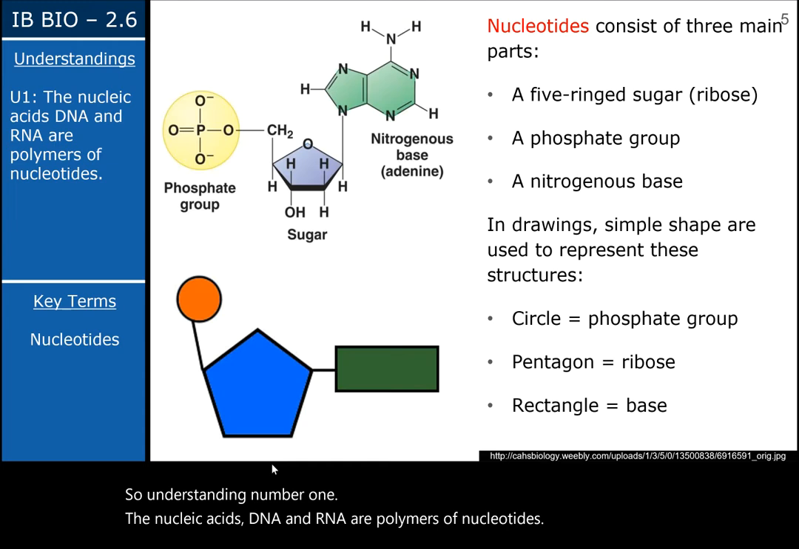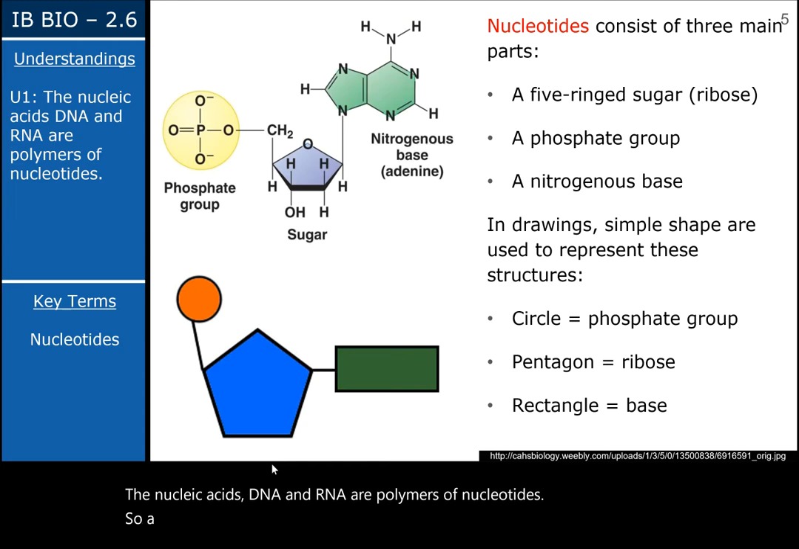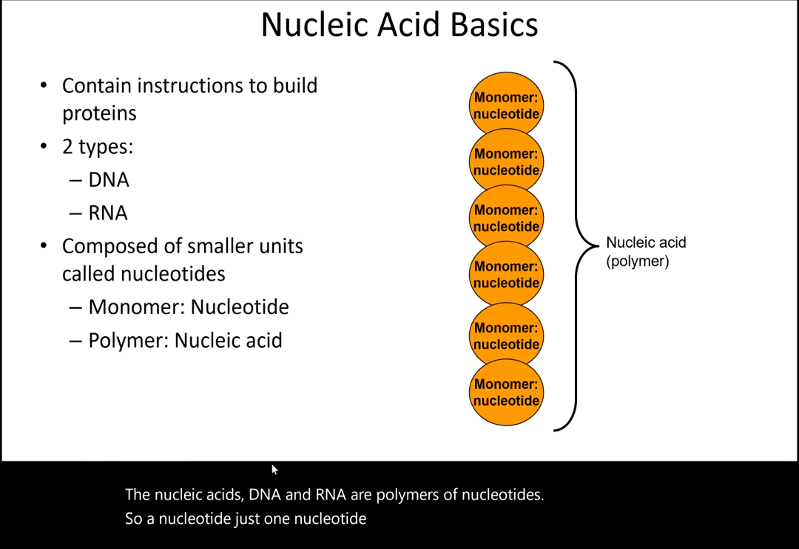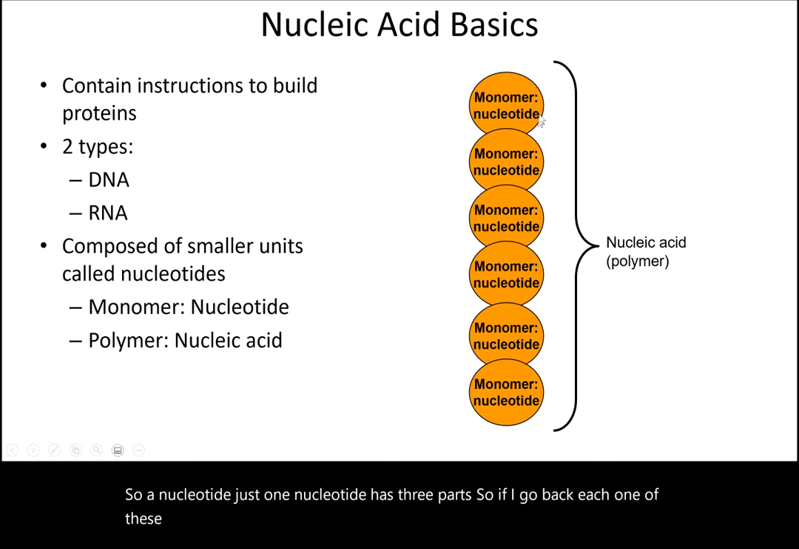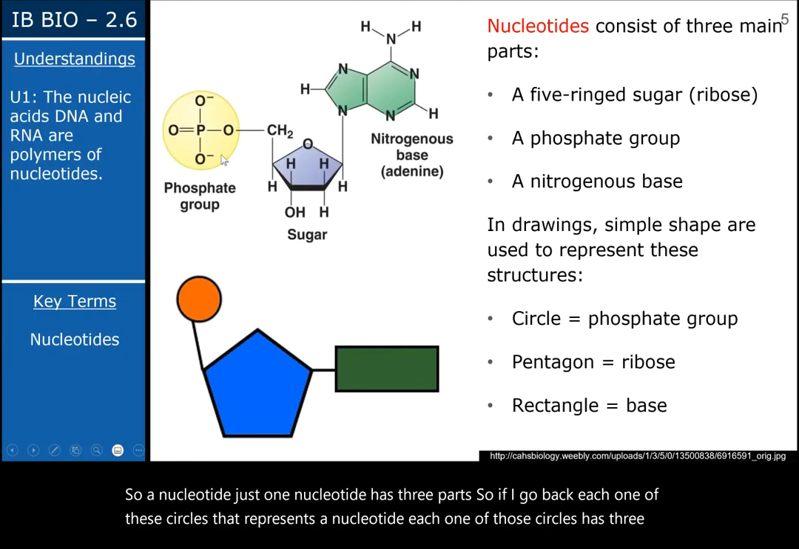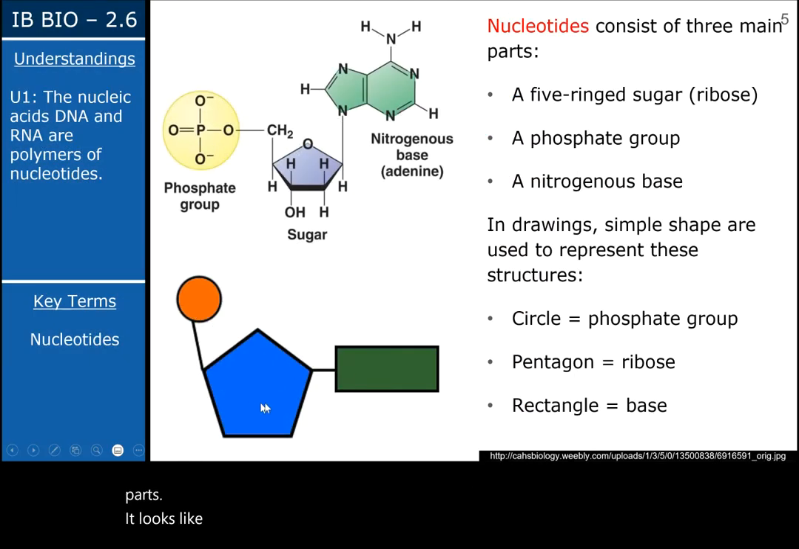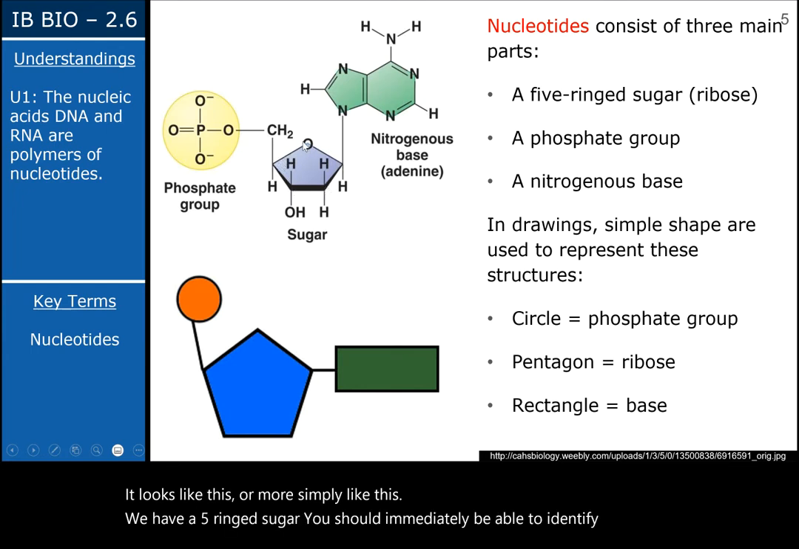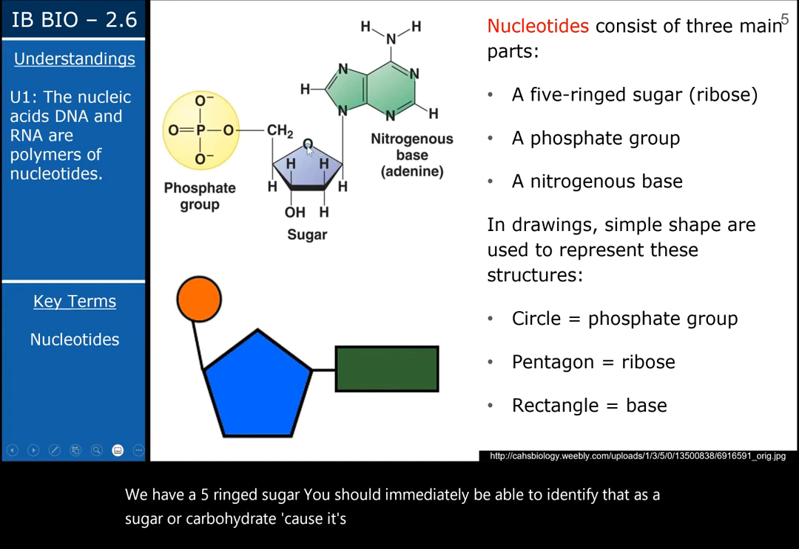So a nucleotide, just one nucleotide, has three parts. So if I go back, each one of these circles that represents a nucleotide, each one of those circles has three parts. It looks like this, or more simply, like this. We have a 5-ringed sugar. You should immediately be able to identify that as a sugar or a carbohydrate because it's got that funky ring structure. Now, this is a 5-ringed sugar.